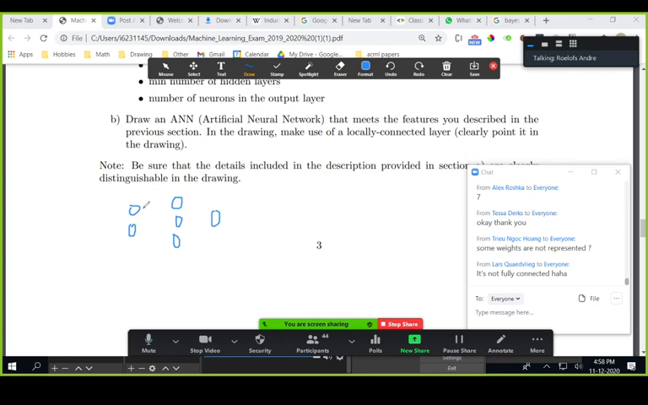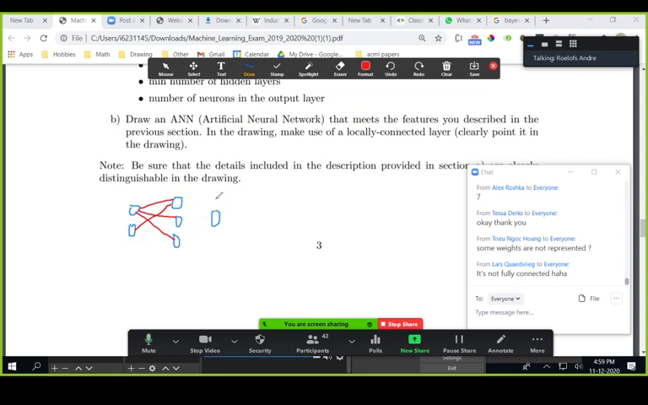Okay, so the fully connected layer, I'm going to do it in another color, would go something like this. This is a fully connected network, right? What it means is that every node in one layer, for example the input layer, is connected to every node in the next layer, and the same holds true for the hidden layer and the output layer.